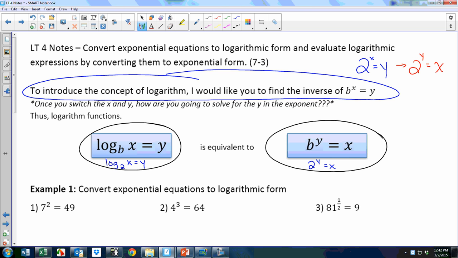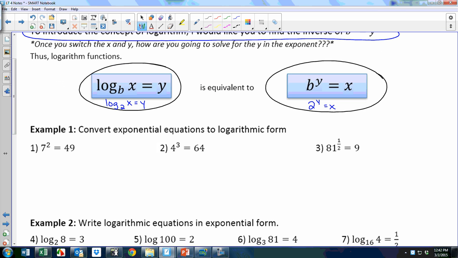Okay, right now it's too many letters, too many variables involved for it to really make sense, I think. So let's use it to rewrite a few exponentials into logarithmic form. All right, 7 squared, I'll circle the 7. We call that the base of the exponential situation. There's a base of 7 and an exponent of 2, right?